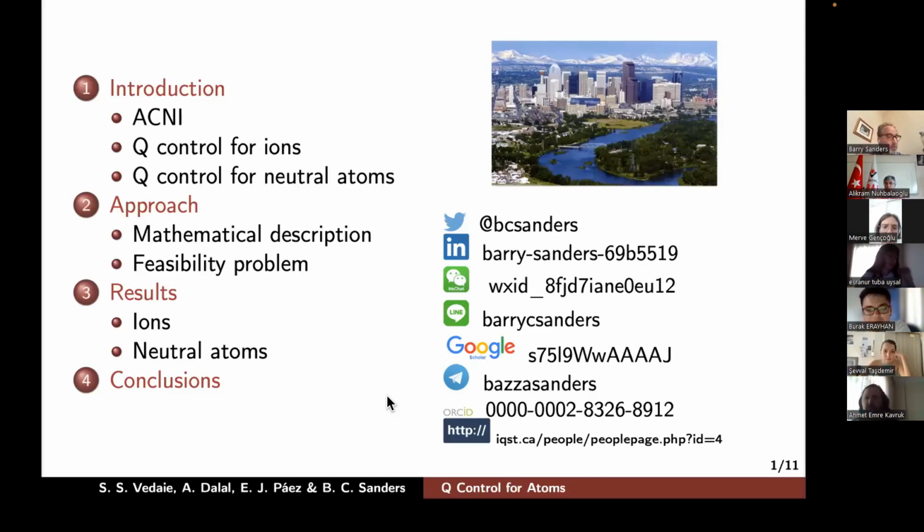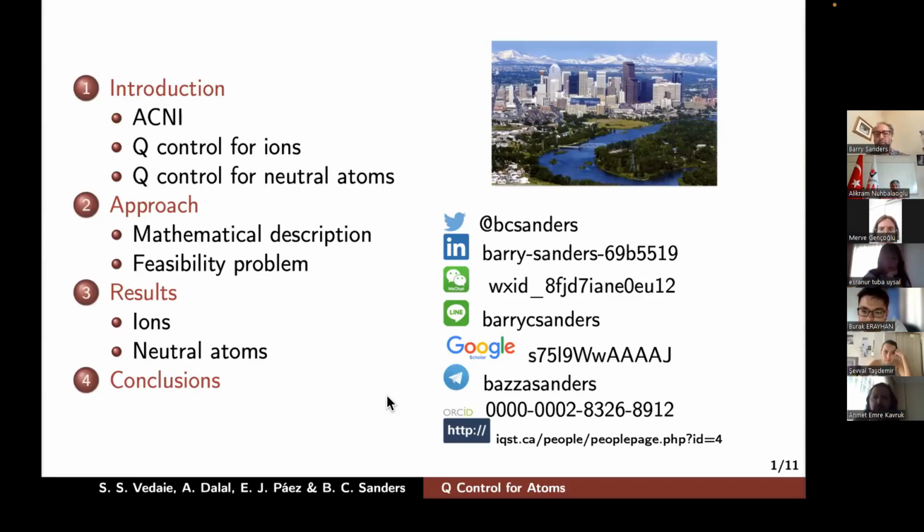I'll talk about quantum control for ions and quantum control for neutral atoms. So even though ions are just charged atoms, the techniques are different for dealing with control. And then the approach that I'll use will be mathematical. I'll give a mathematical description of how we turn quantum control into an optimization problem and then into a feasibility problem. And I'll explain what I mean by that. And then I'll give you the results for ions and neutral atoms and draw some conclusions.